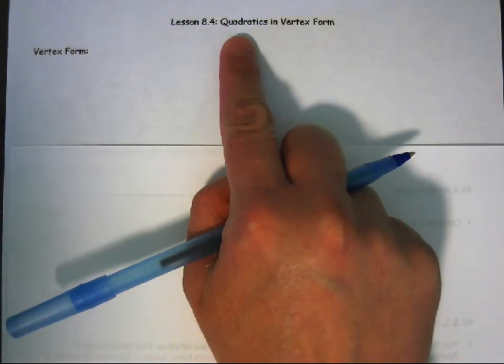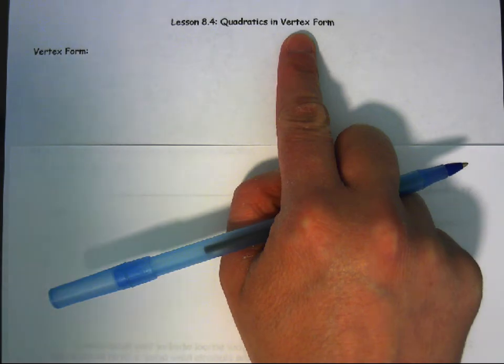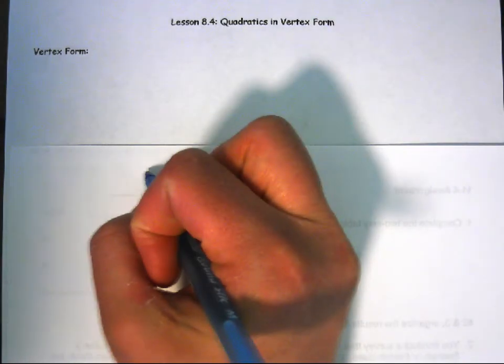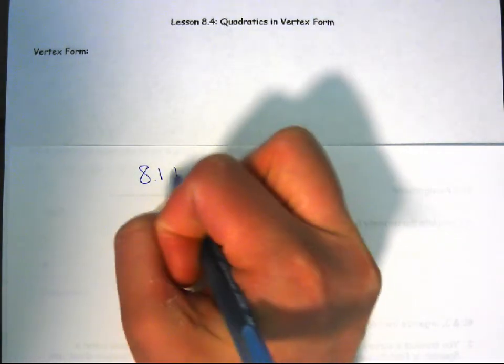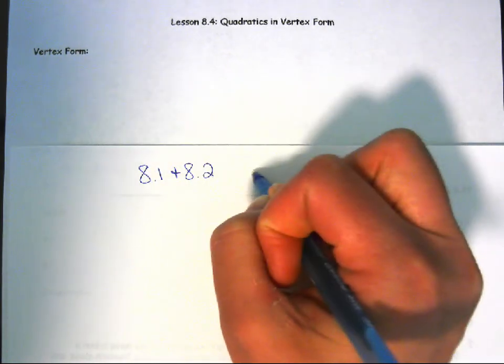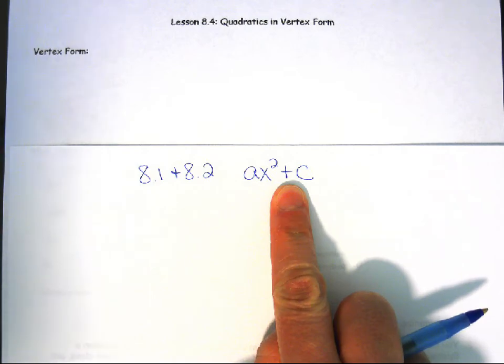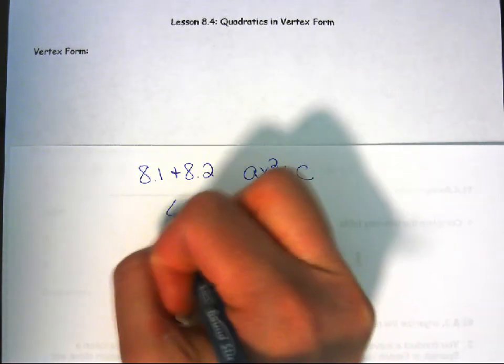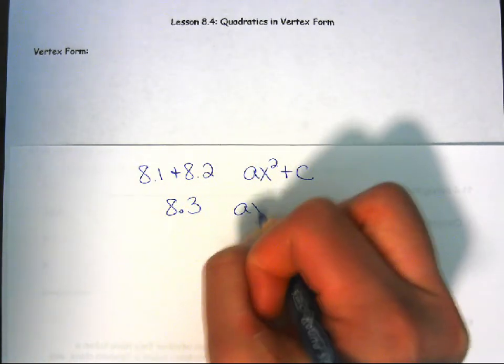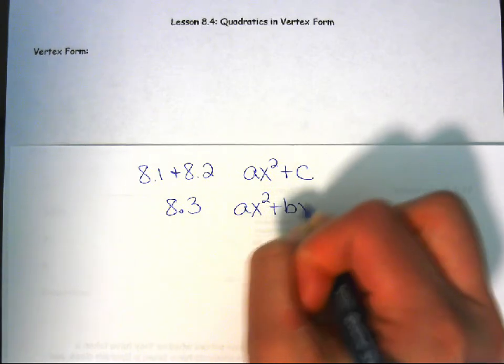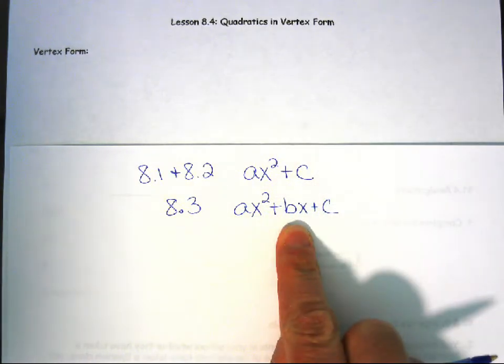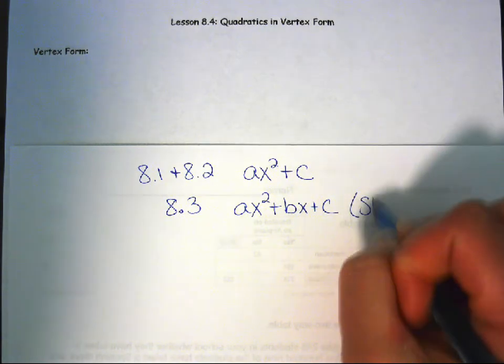Today's lesson is 8.4, which is called quadratics in vertex form. Now, one thing I forgot to mention was the progression here. In 8.1 and 8.2, we basically looked at ax squared plus c, so we did not have the middle term. In 8.3, yesterday's lesson, we called that standard, so we include the middle term. This has got the bx. So this is called standard.